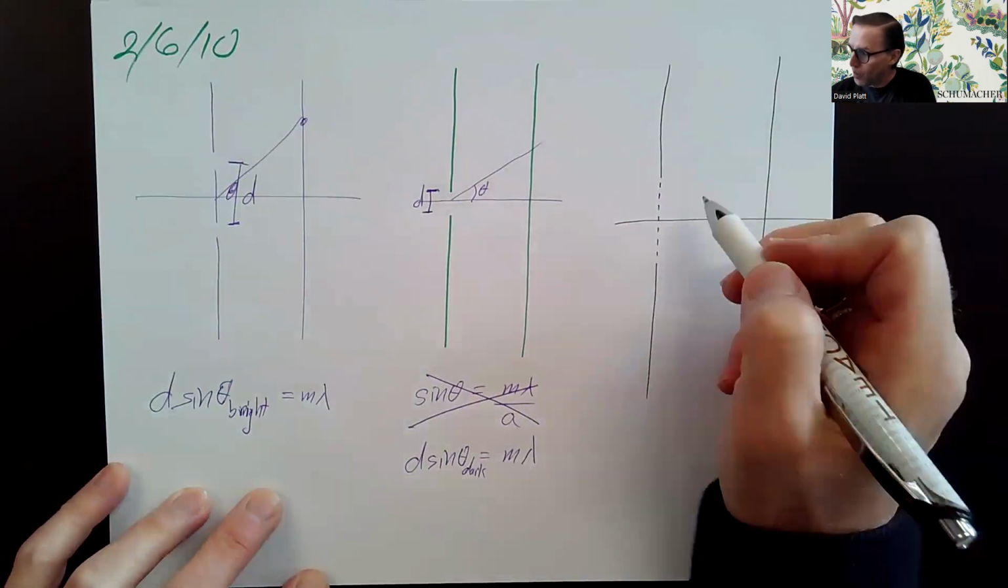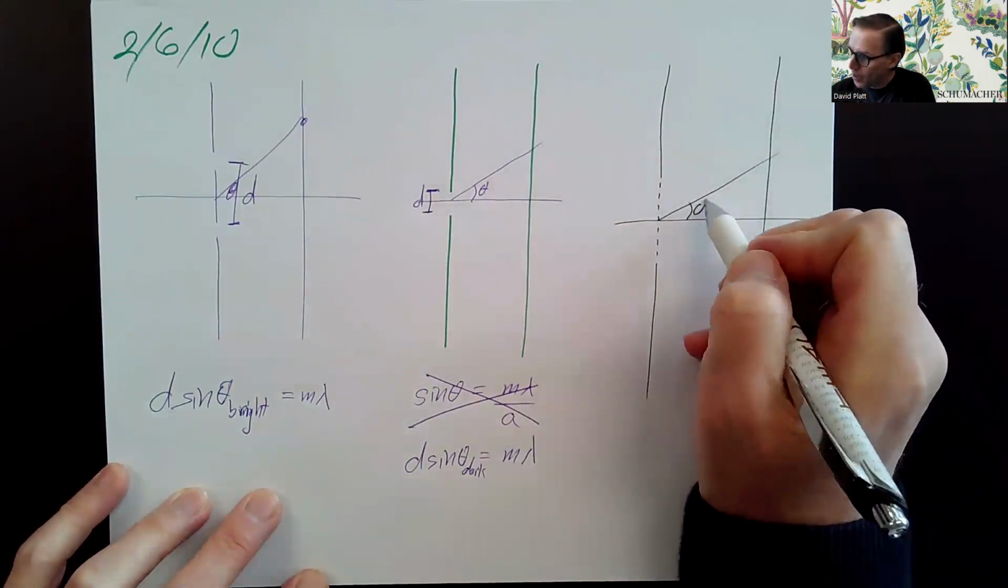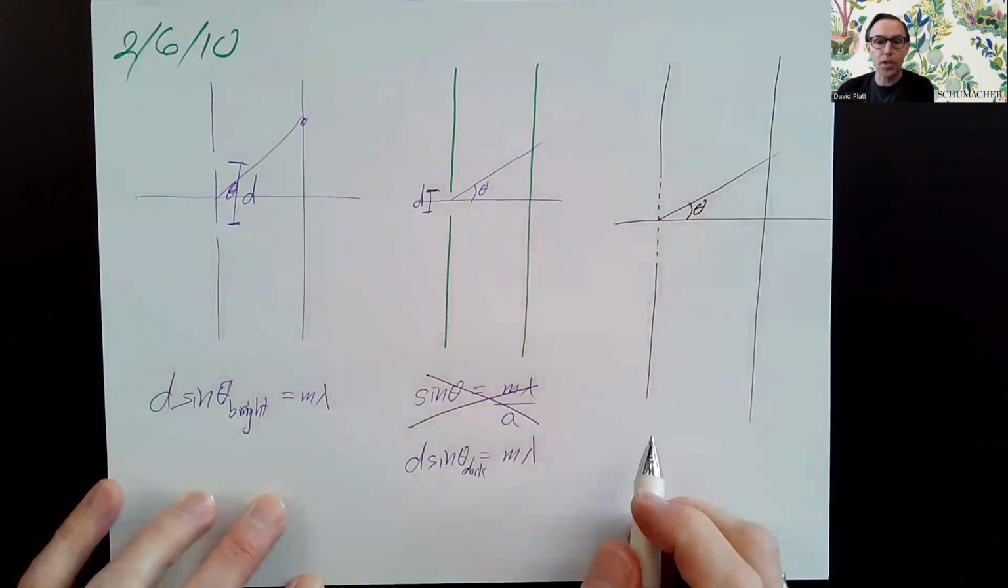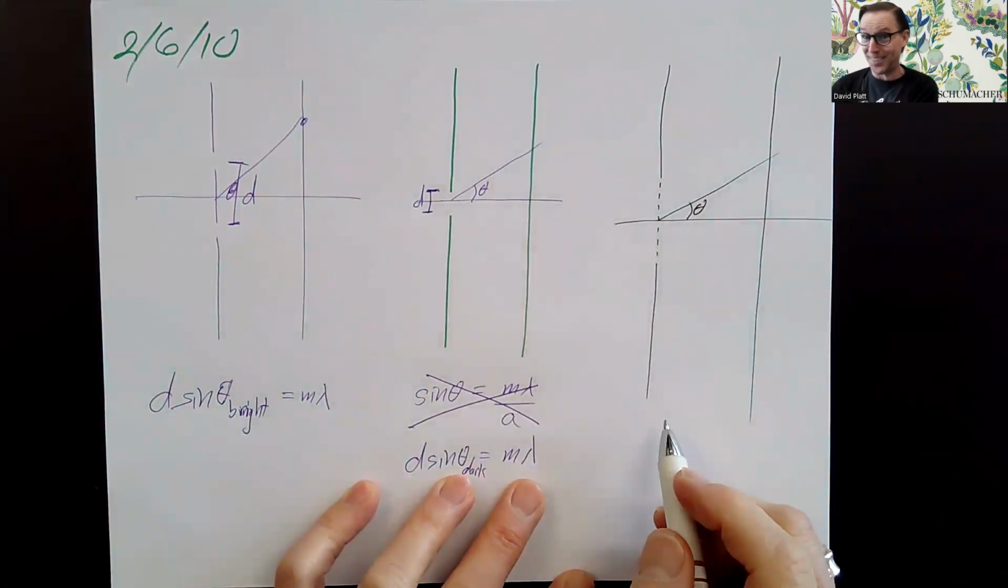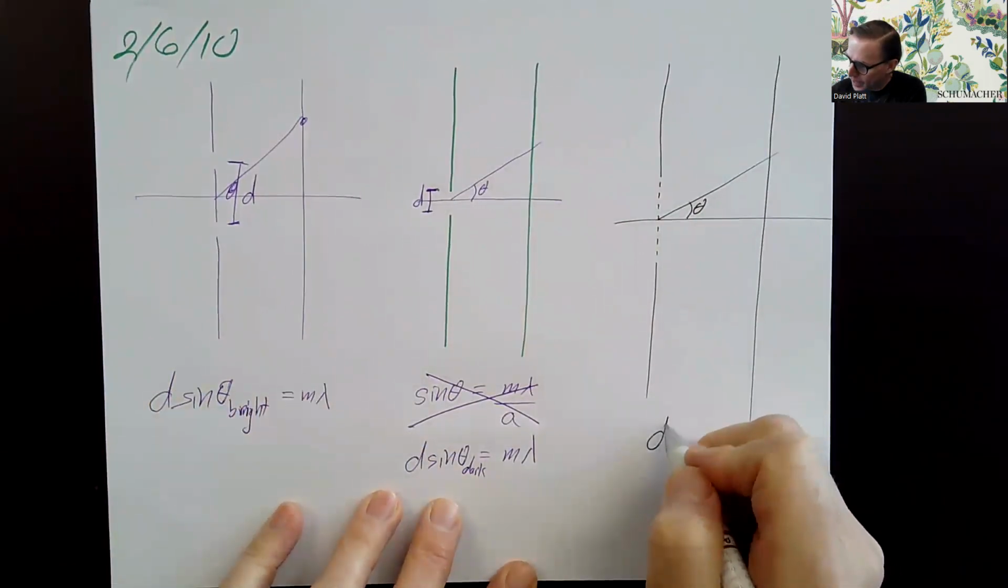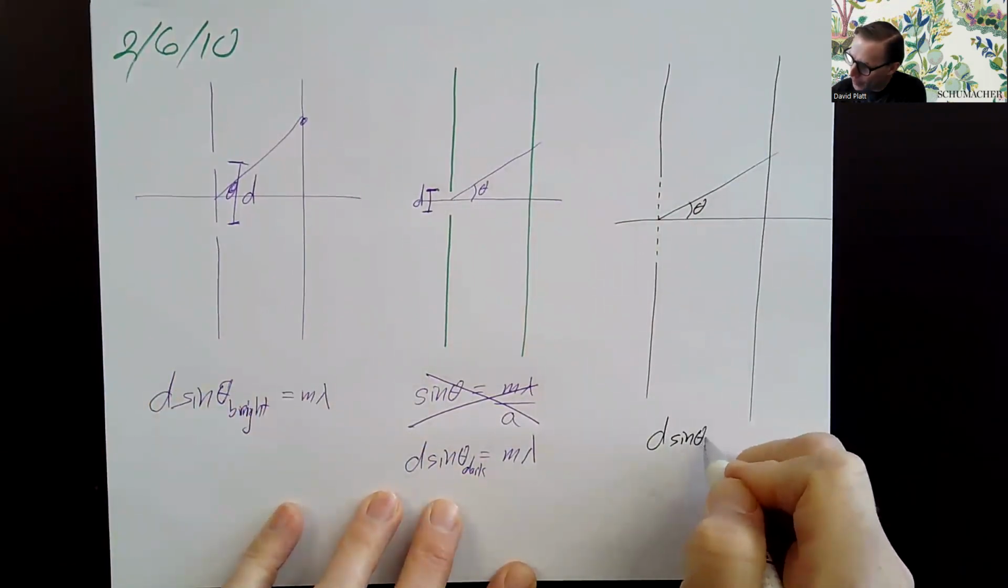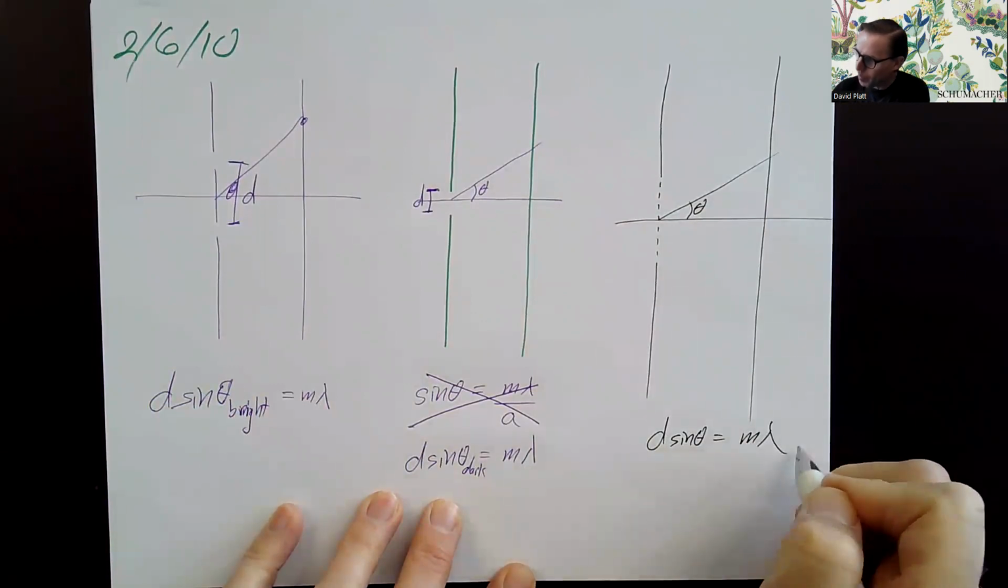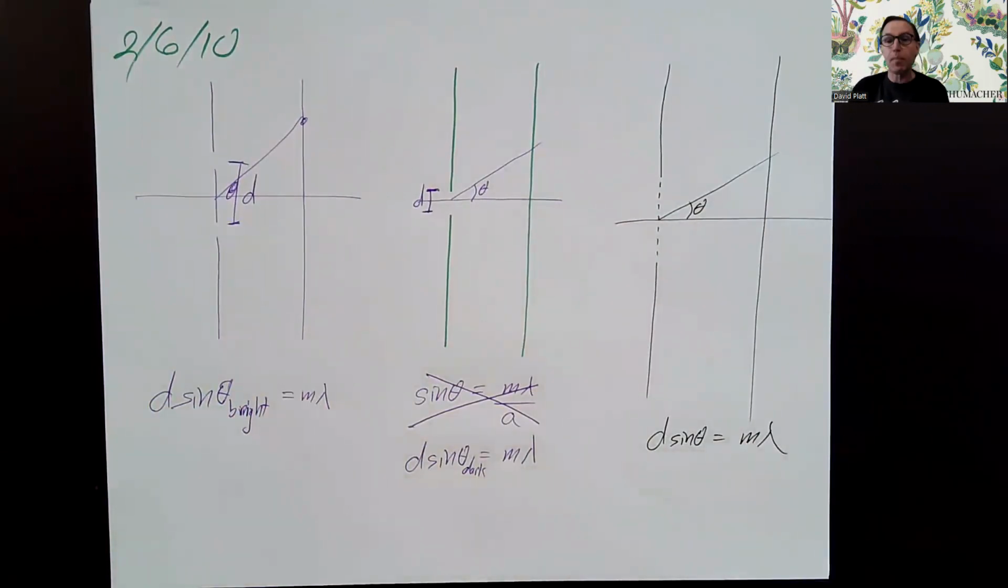This angle would be 0, and then this other angle here would give us brightness or darkness according to, can you guess what the equation is going to look like? Can you guess? It's the same equation. d sine theta equals m lambda. Pardon me.